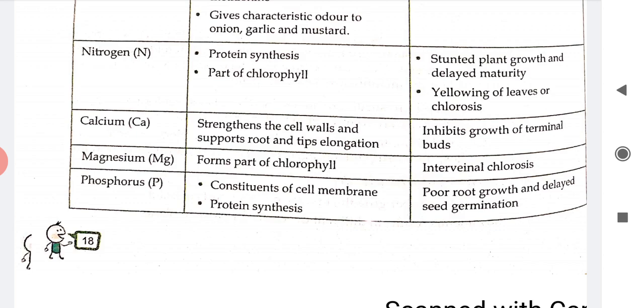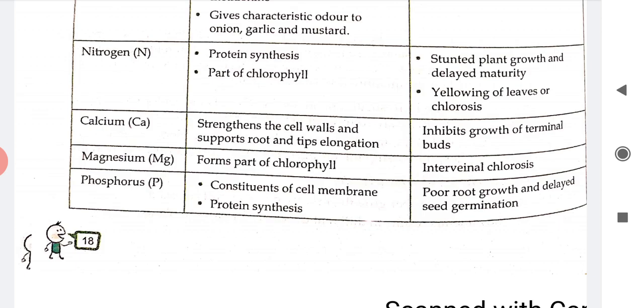Okay. Now next one is phosphorus. It is the constituent of cell membrane and also in protein synthesis. Okay. Deficiency of phosphorus is poor root growth and delayed seed germination. Yes, its basic deficiency is poor root growth. That means roots are not well grown. And delayed seed germination, in which the seed does not get dormant and does not further form root and shoot. So the formation of root and shoot by the seed is delayed.